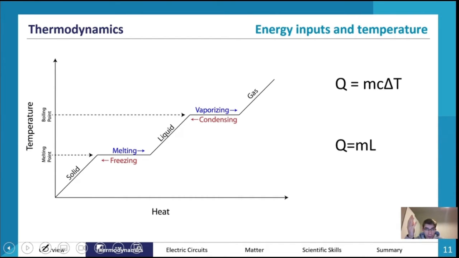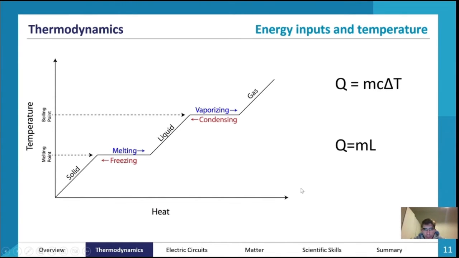There is something that we refer to as the specific heat capacity. The specific heat capacity is the amount of energy required to increase the temperature of an object by 1 degree Celsius. Let me say that again. The specific heat capacity is the amount of energy required to increase the temperature of an object by 1 degree Celsius.